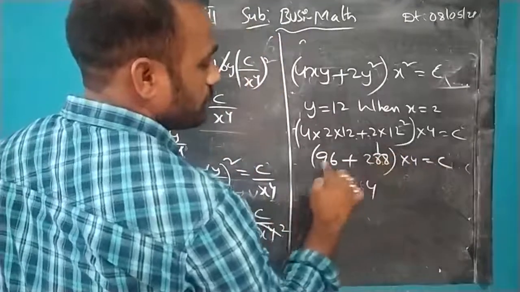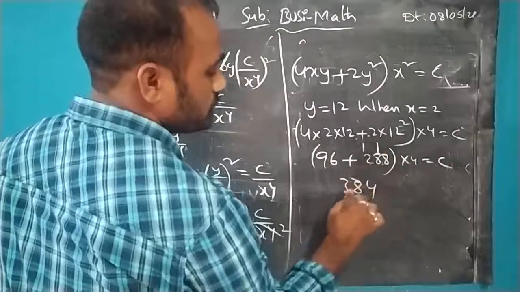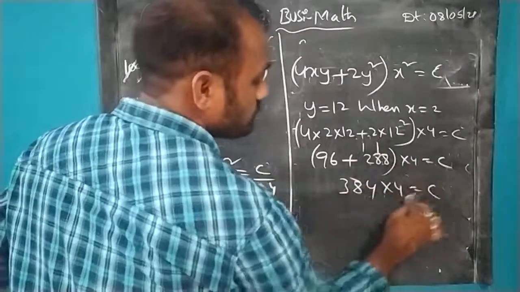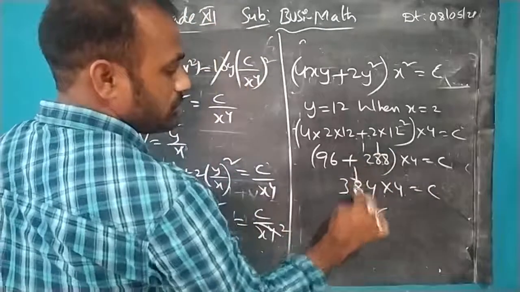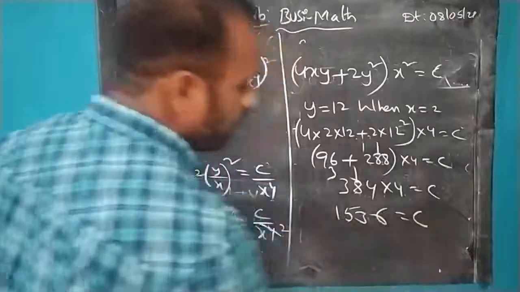So 384 into 4 is equals to c. So c is 1536.